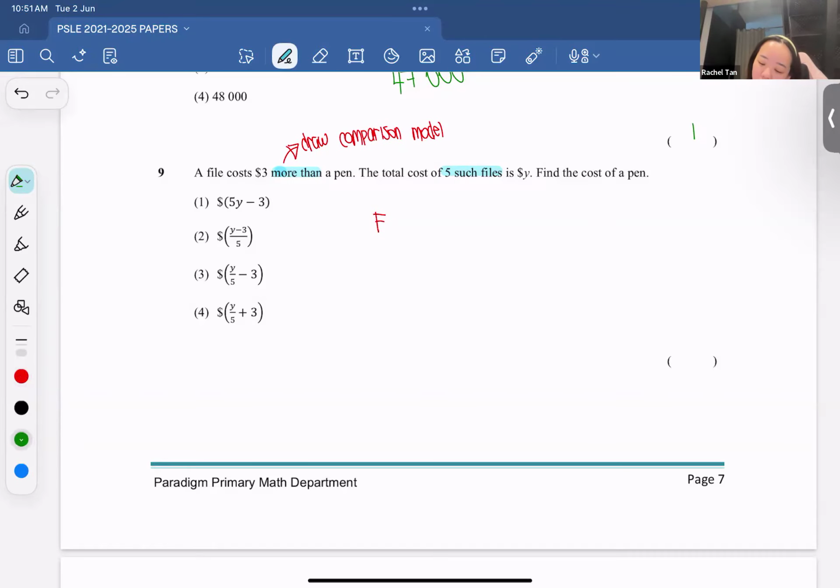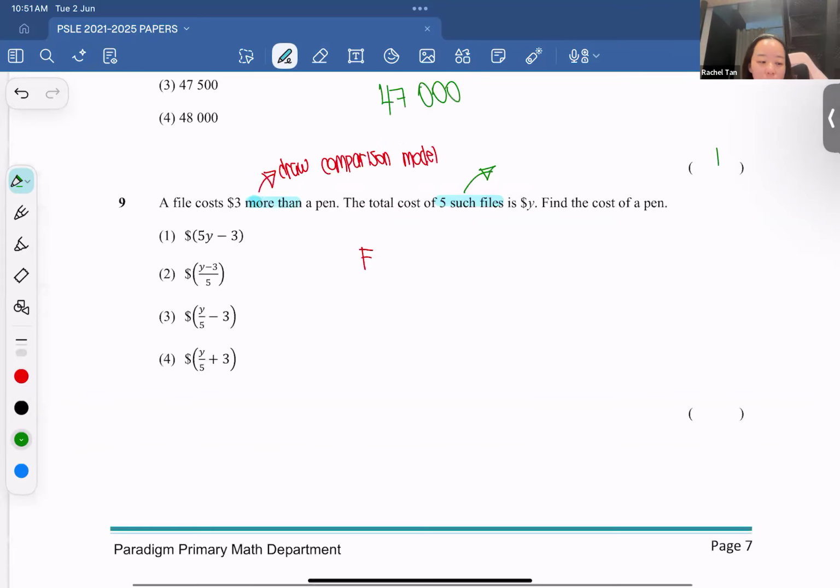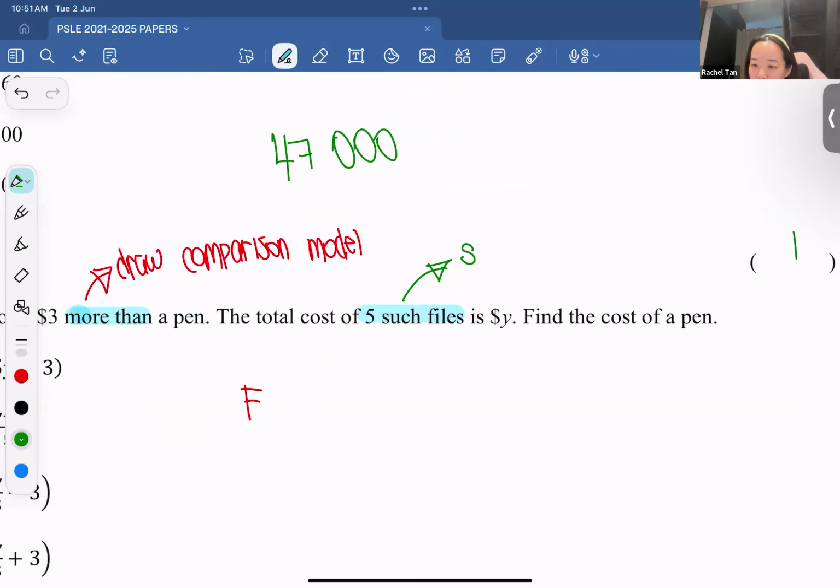I'm not sure whether you have heard this before. This is called what? Start with S. Does anyone know? What model do you draw? We call this the stack model. Why stack model? It is because I have 5 files.